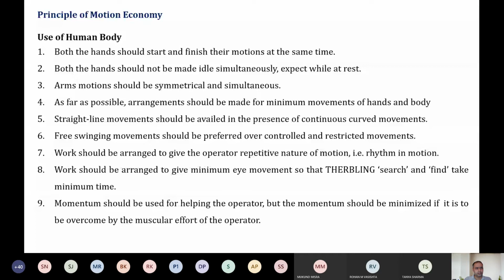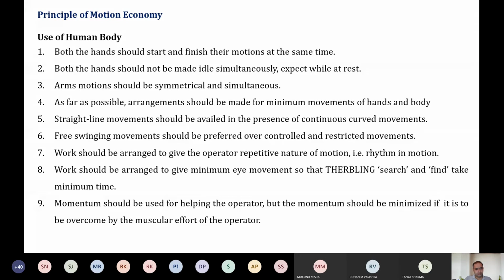As I told you, first it's going to be the principles of the human body. As you can read on the slide, both hands should start and finish their motions at the same time. When you're starting the job and finishing the job, involving both hands, the load will act on both hands, and it's easy for you to balance. Both hands should not be idle simultaneously except while at rest.